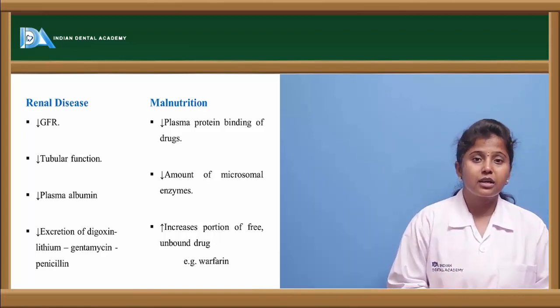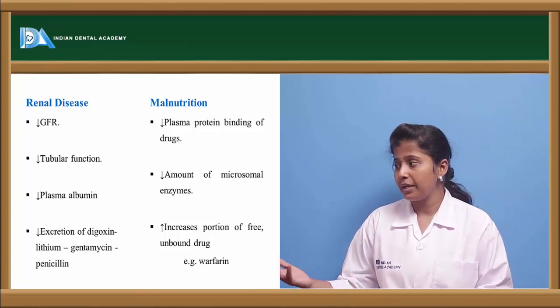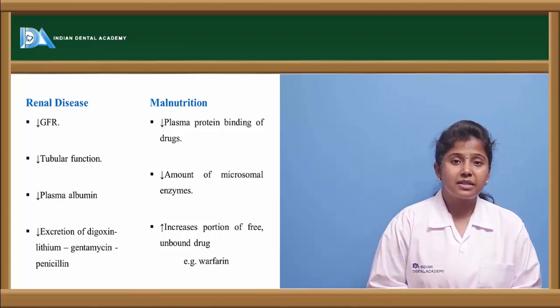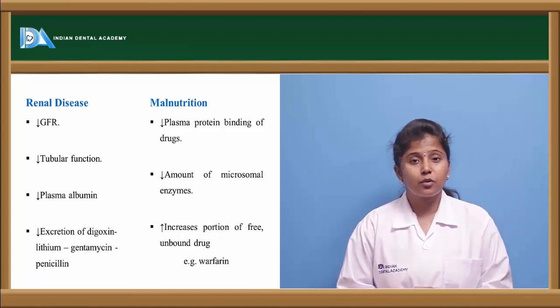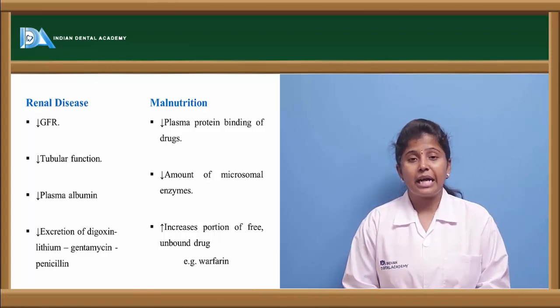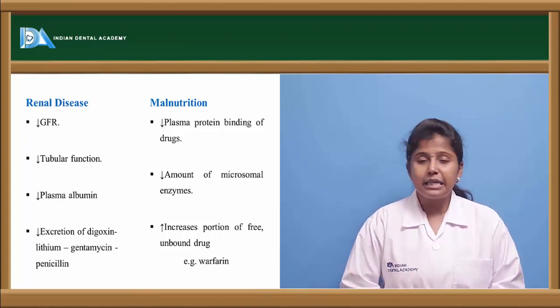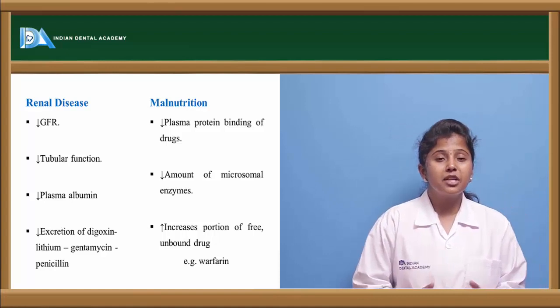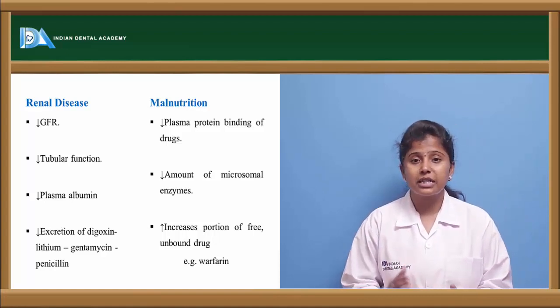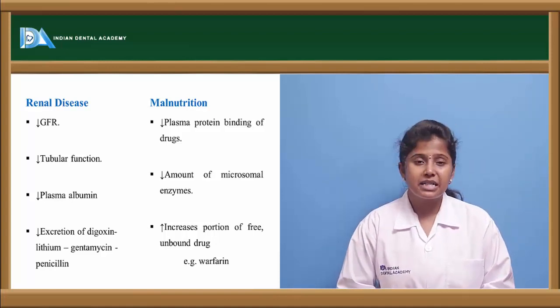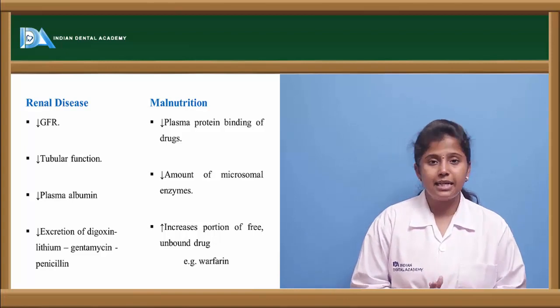So, the functioning occurring in the tubule of the nephron will be decreased, and there will be decreased plasma albumin. It is a plasma protein present in the blood, and that will be decreased, and there will be decreased excretion. So, the elimination rate of drugs like digoxin, lithium, gentamicin and penicillin will be decreased in the renal diseased condition.